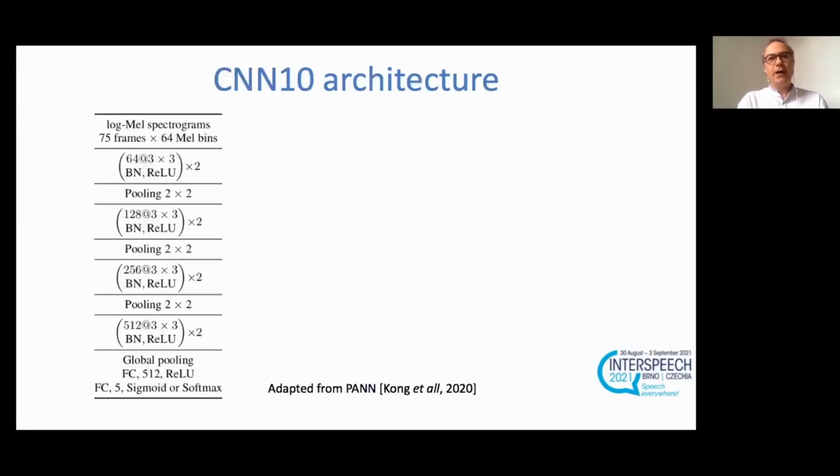Here is the architecture of the best model, which is about 4.5 million parameters. It's adapted from the work by Kong and colleagues in 2020.